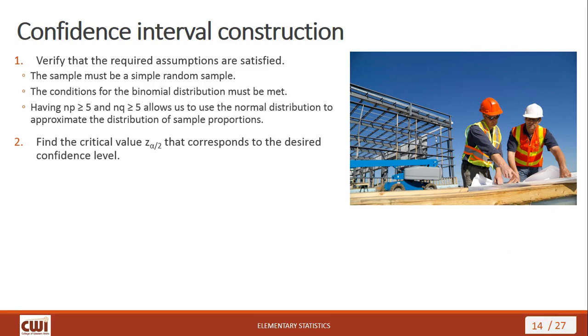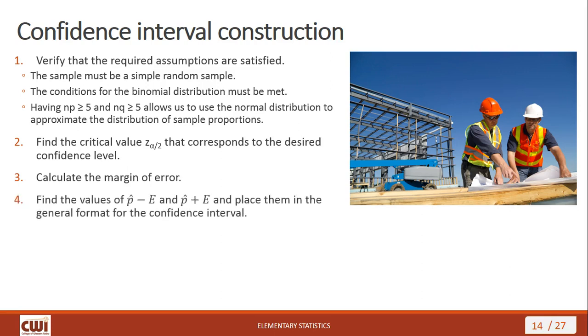The second step is to find the critical value z-score that corresponds to the desired confidence level. We then calculate the margin of error. We find the values for our upper and lower limits and place them in the general format for the confidence interval. And we then round the resulting limits to 3 significant digits.